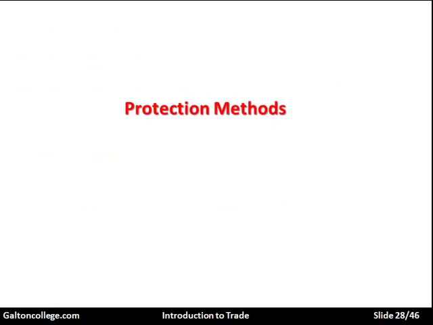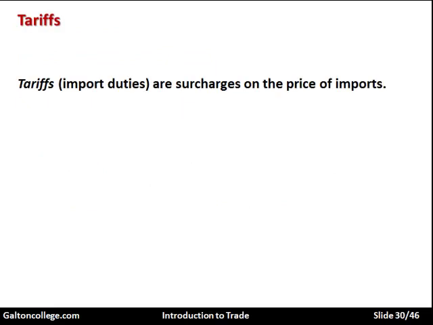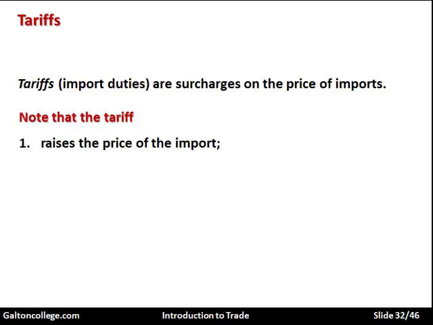Now, the methods of protectionism. Well, tariffs are used. That's an import duty. There's a surcharge on the price of imports. So we take the price of imports and the government adds on, if you like, an additional tax, the tariff. So that's one way of doing it. It increases the price of the imports, and therefore fewer imports are demanded. It raises the price of the import, as I said, so fewer will be demanded.